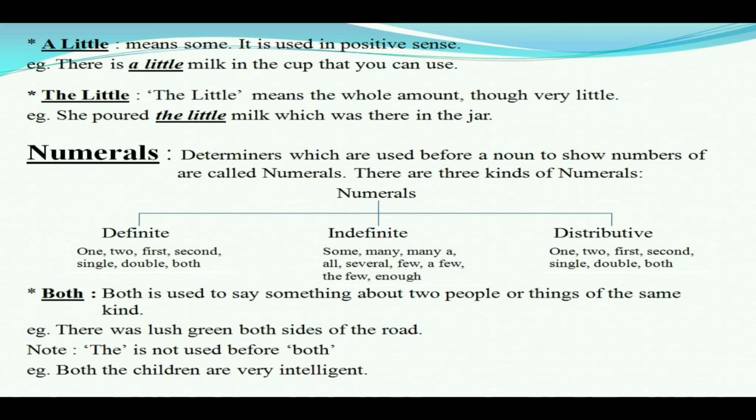The first point is both. Both is used to say something about two people or things of the same kind. For example, there was lush green on both sides of the road. But students, always remember a thing: generally we commit a grammatical mistake. We use the before both, so it is not used. We do not use any article before both. So instead of saying the both children are very intelligent, we say both the children are very intelligent.